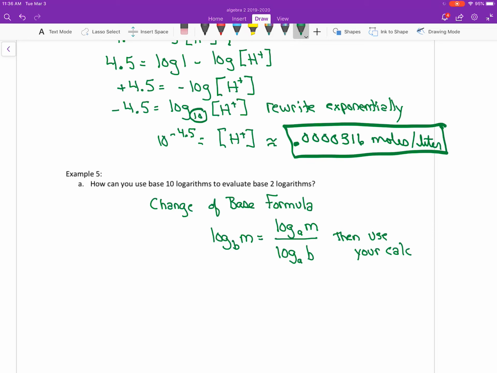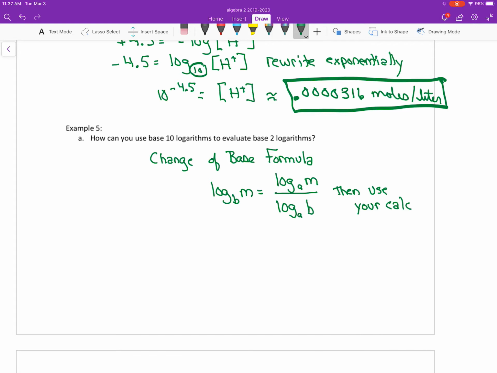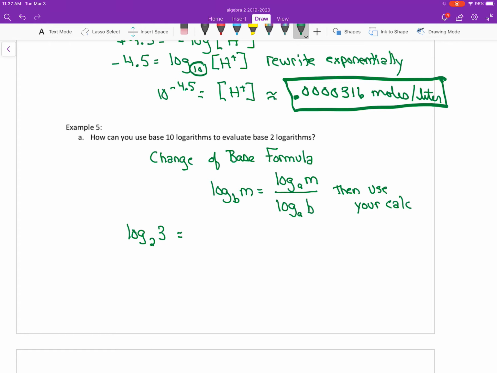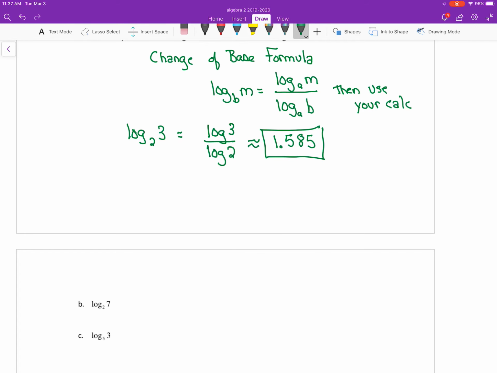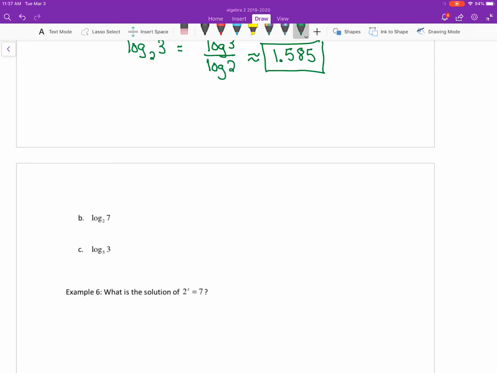Because your calculator will not do things that are not in log base 10. So for example, if we had log base 2 of 3, like the problem stating, we could just rewrite that as log 3 over log 2, put that in our calculator, and we would get approximately 1.585. So anytime you need to find a logarithm that's not base 10, you use the change of base formula.